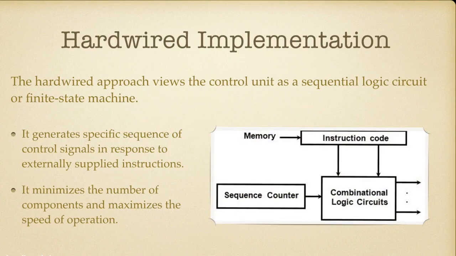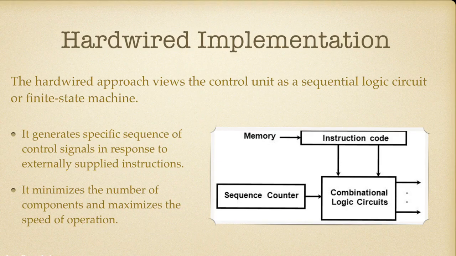Now we will discuss in detail hardwired implementation. The hardwired approach views the control unit as a sequential logic circuit or finite state machine. It generates a specific sequence of control signals in response to externally supplied instructions, that is, through the instruction code. It minimizes the number of components and maximizes the speed of operation.